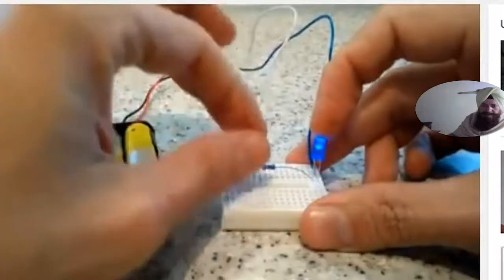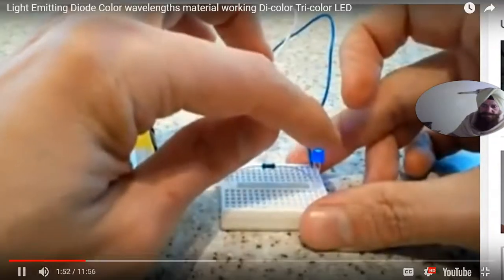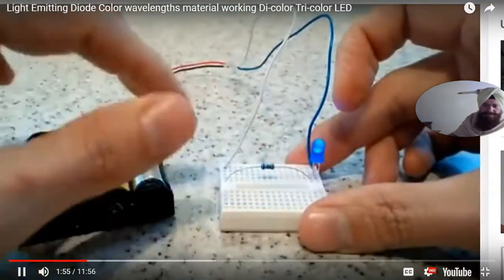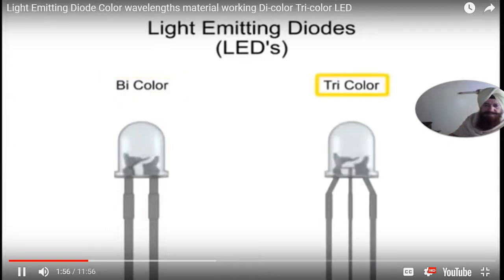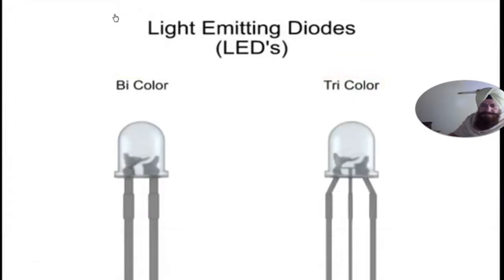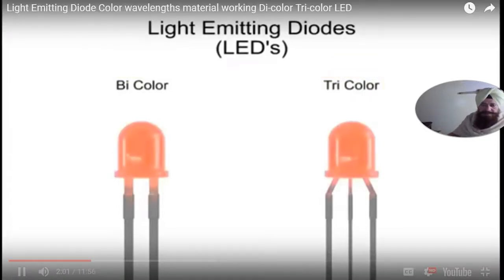So it's giving light, forward biasing. The resistor is for limiting the current. This is a resistor. Now there are two types of LEDs, like the bicolor and the tricolor. The left-hand side, bicolor, means it gives two lights; tricolor means that one gives three lights.